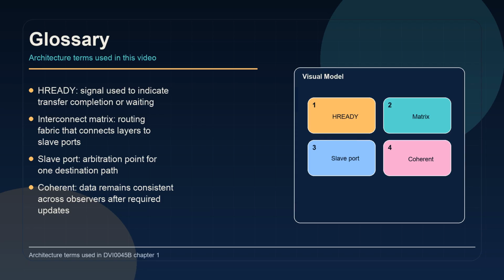The interconnect matrix is the routing fabric between layers and destinations. A slave port is the place where requests to one target are arbitrated. Coherent means different observers see the required consistent data view after updates have been made visible.